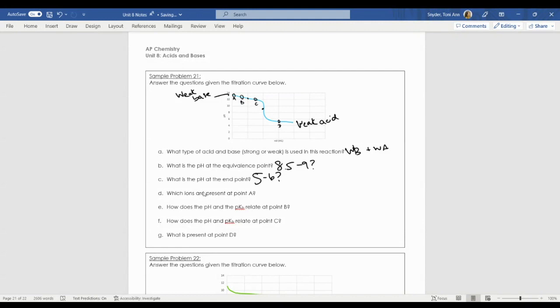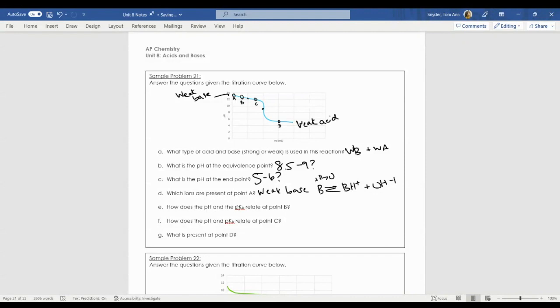What ions are present at point A? If I have point A, all I would really have are just weak base ions. So I would have maybe some of my weak base. Now, if bases accept protons, I could have water here, and I'd have some BH+ and some hydroxide. That's the reaction for a base that's accepting a proton, because, of course, bases make hydroxide in solution. So that's how we could represent that.